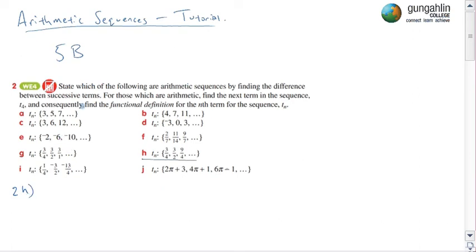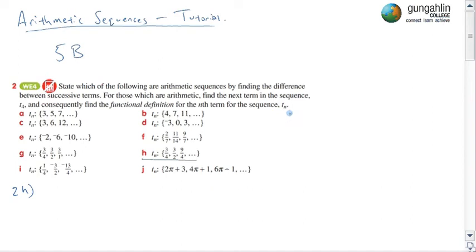So let's just first of all read this together. The question says, state which of the following are arithmetic sequences by finding the difference between successive terms. For those which are arithmetic, find the next term in the sequence, t4, and consequently find the functional definition for the nth term for the sequence tn.